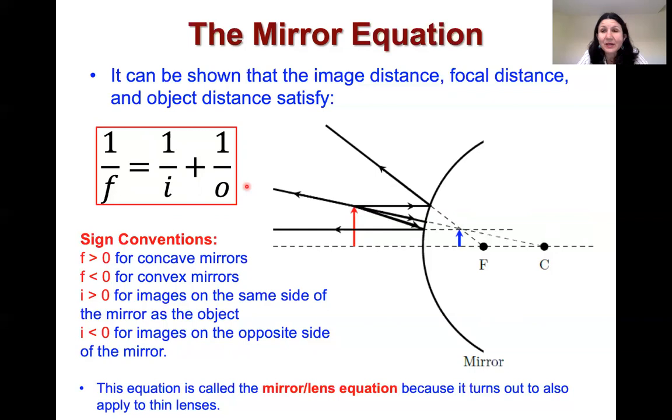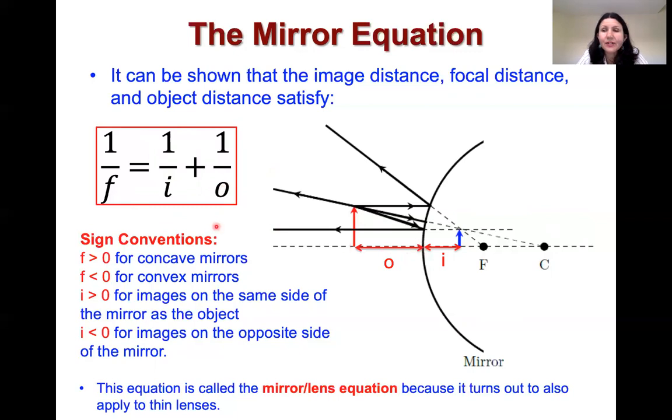This is known as the mirror equation. It's a pretty simple equation which connects the important quantities that relate images, objects, and focal lengths. So let's take a look at this. It's 1 over f, where f is the focal length of the mirror, equals 1 over I. What is I? That's the distance from the mirror to the image. Plus 1 over O, which is the object distance, always the distance from the mirror to the object.